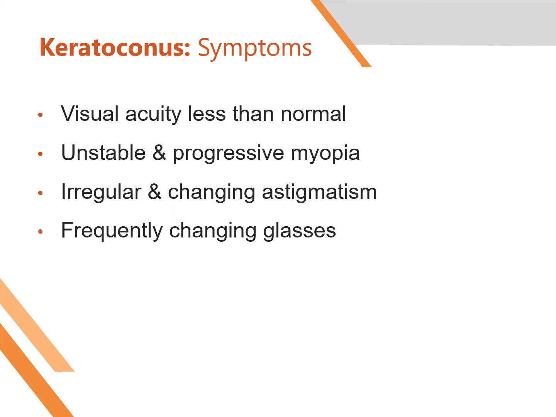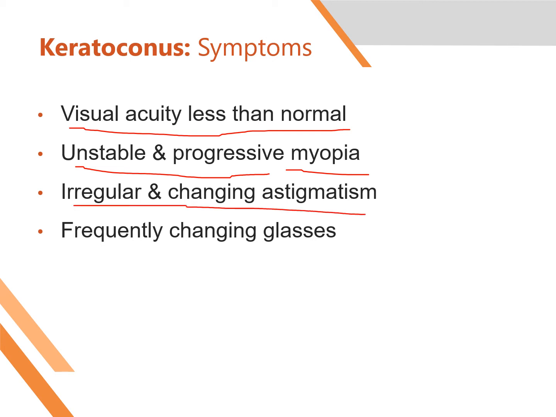Symptoms of keratoconus. Because the cornea is ectatic, the visual acuity is less than normal. Usually the patient is myopic, but the myopia is unstable and progressive because of the progressive nature of the disease. Astigmatism is irregular and changing, so it's difficult to correct with glasses, and the patient frequently changes glasses because of the unstable refraction.